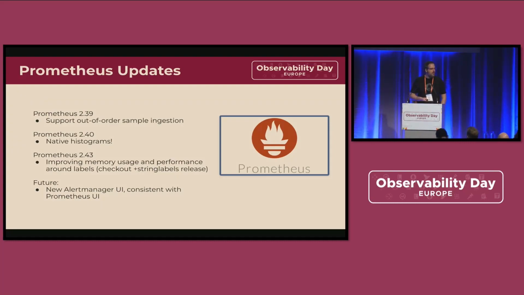Native histograms. We don't have Ganesh here, but we have Björn here. You can stand up if you want. You don't, okay, he doesn't want to. But we actually have native histograms within Prometheus now.